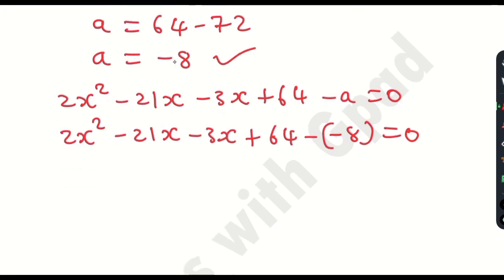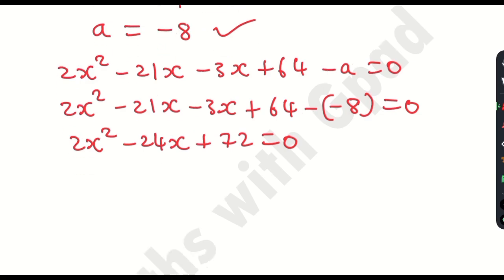Now moving on, let me just simplify this. That would be 2x squared minus 21x minus 3x is minus 24x. We did that before. And then 64 minus negative 8, that will be what? 64 plus 8. 64 plus 8 is what? 72. That's plus 72 is equal to 0. Since we want to get the value of x, we need to factorize this and then get the value of x from there.